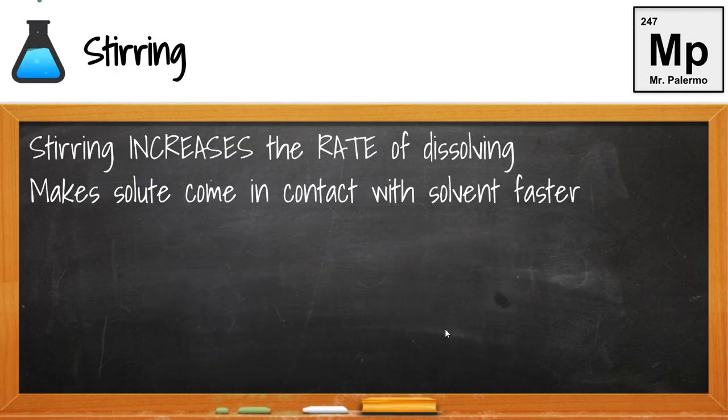Stirring also increases the rate of dissolving, similar to the idea of surface area. As we increase stirring, we increase the number of times the solvent comes in contact with the solute, and therefore the dissolving happens much quicker.